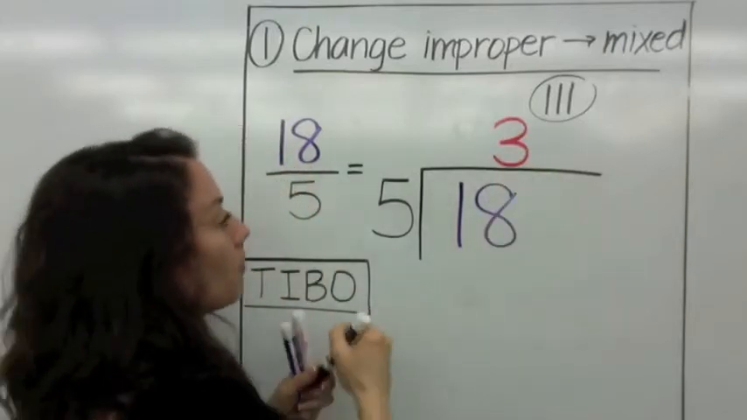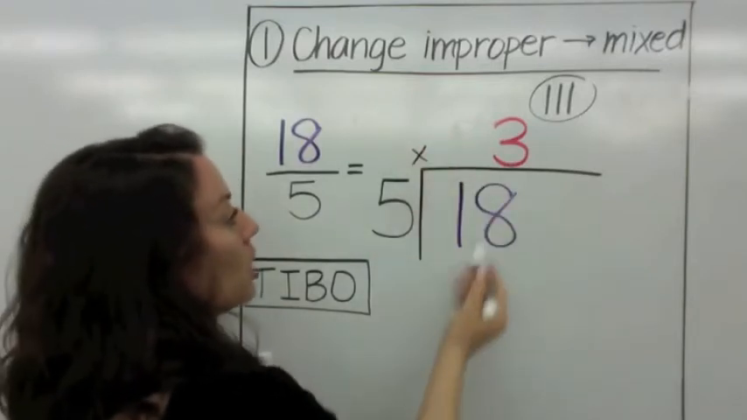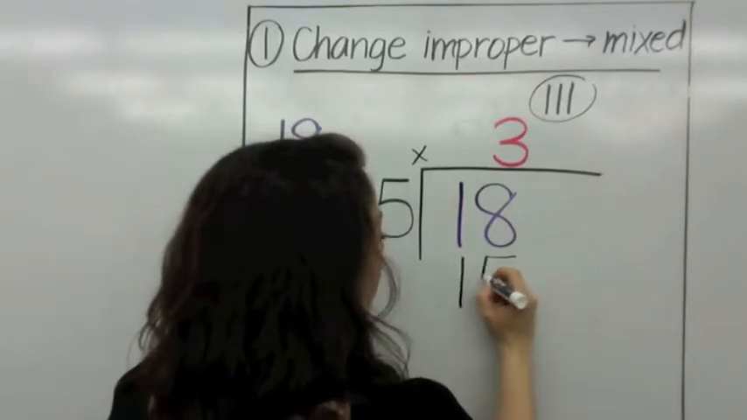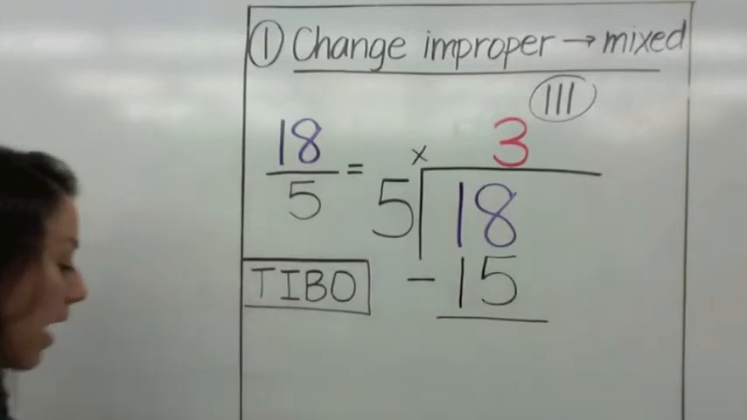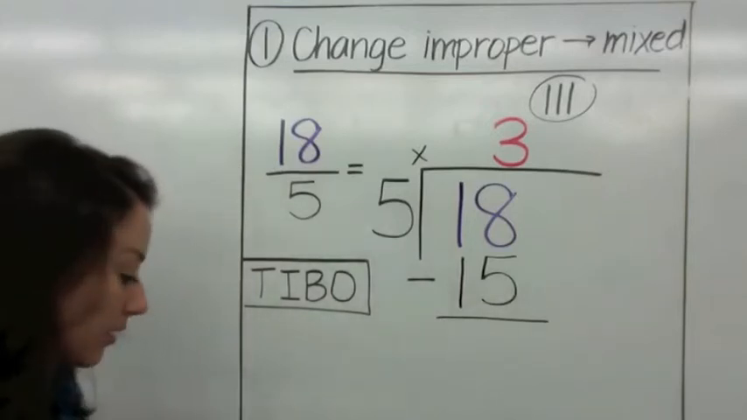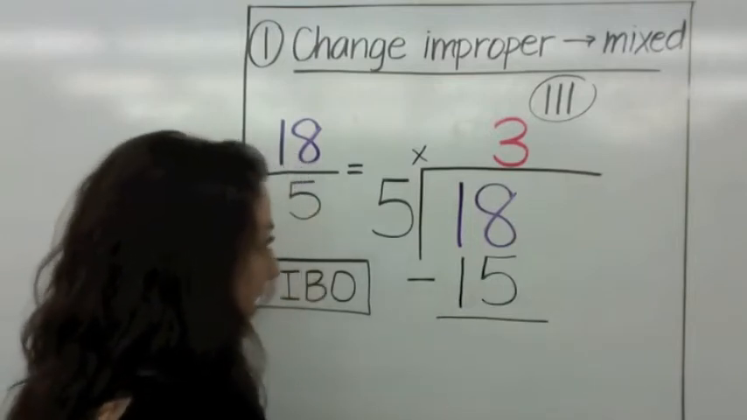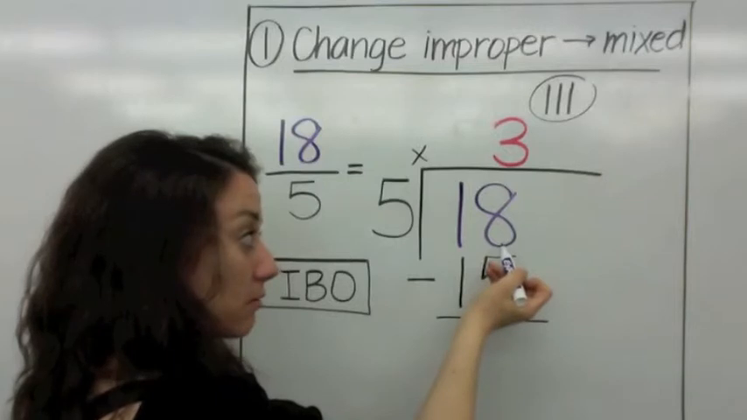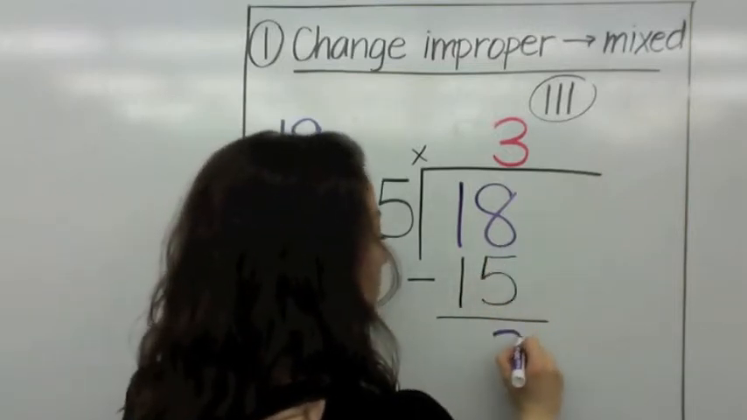So next you're going to put a multiplication sign, because this is how we divide to find remainders. 3 times 5, we know, is 15, right? 5, 10, 15. Then you subtract. What is 18 minus 15? What is left? Count back. Say 8, 7, 6, 5, 4, 3. Okay, so you have 3 left over.